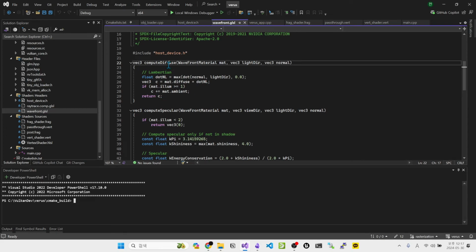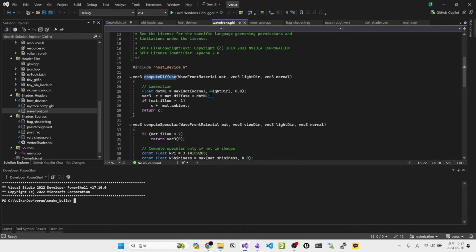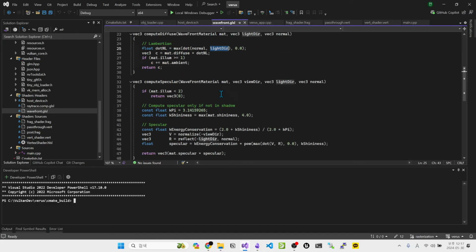And also the diffuse function: max of the dot product of the normal vector with the light direction. Okay, this is also really good.